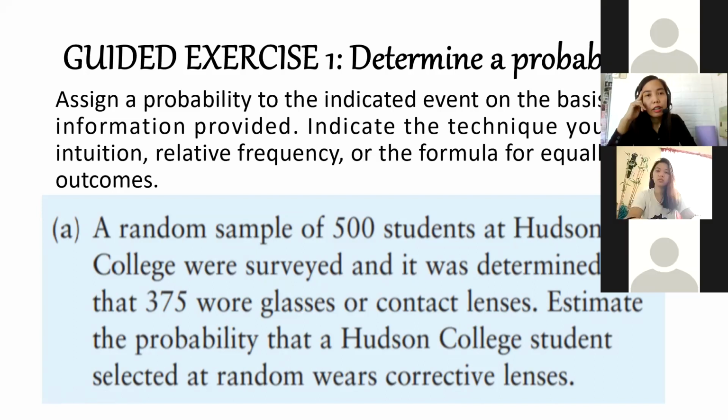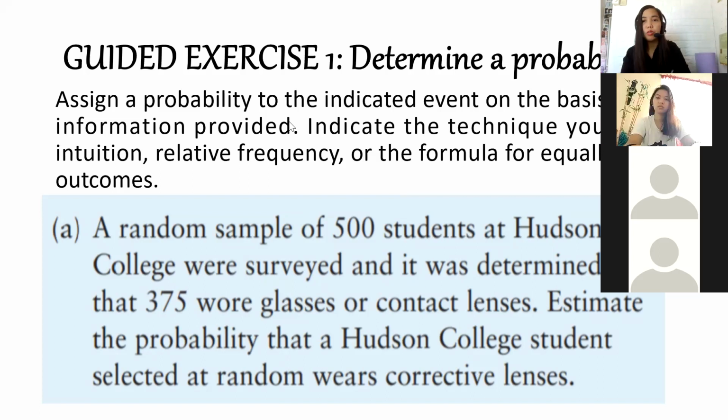Ma'am, we can use the second one, so 375 divided by 500. Very good. 0.75. And if we get the percentage, 75% of them wear glasses or contact lenses. Very good. Using the relative frequency, let me annotate again. The probability that they are wearing corrective lenses is using relative frequency.